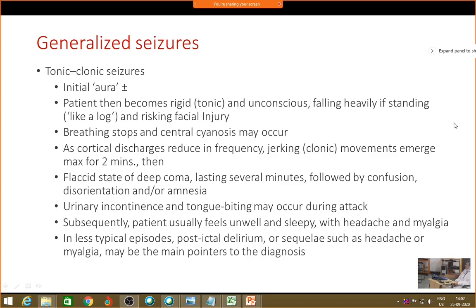During the tonic-clonic phases, there might be injuries. One is by fall, the other one is by tongue bite. There might be urinary incontinence.